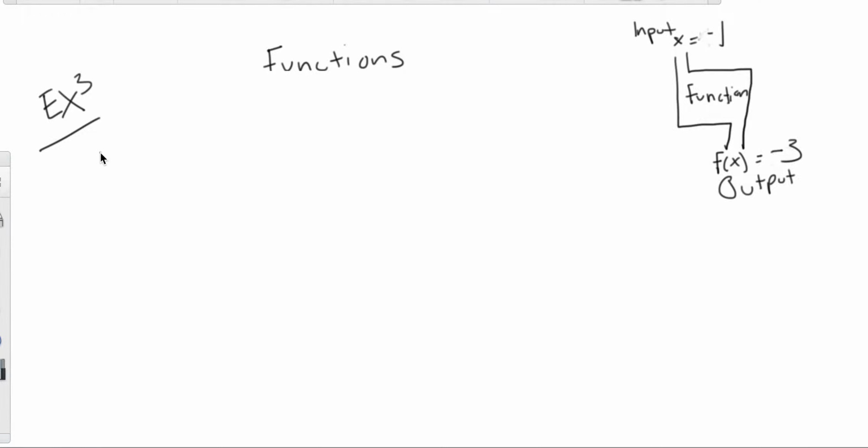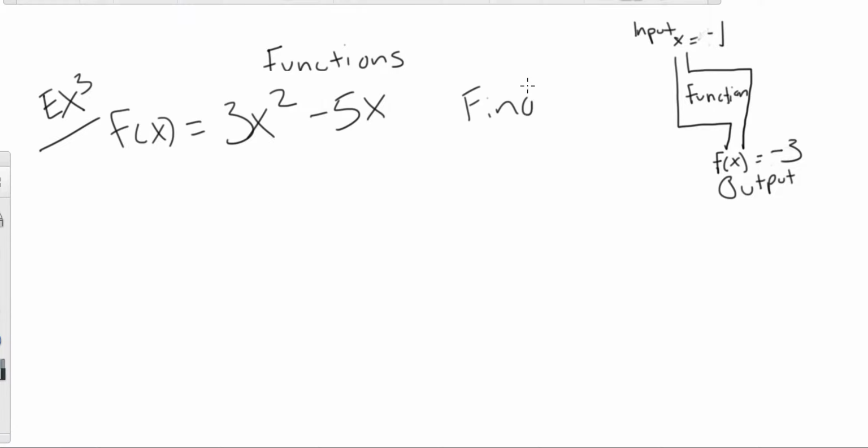All right. Example 3. We're going to get into when our functions have exponents. So let's say we have 3x squared minus 5x, and they say find f of 4.